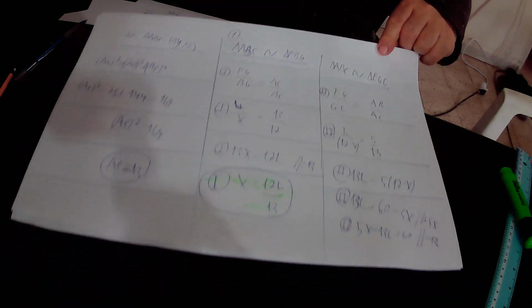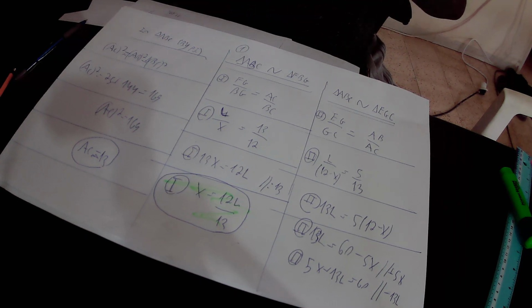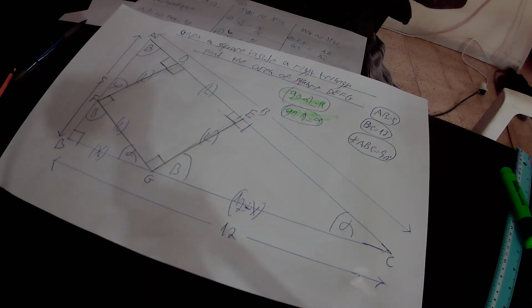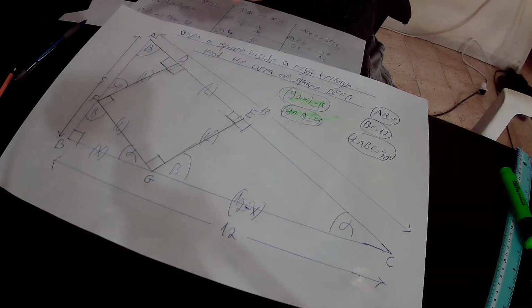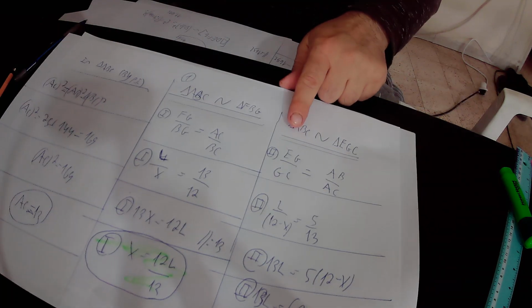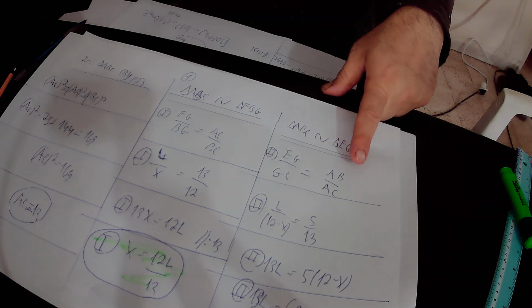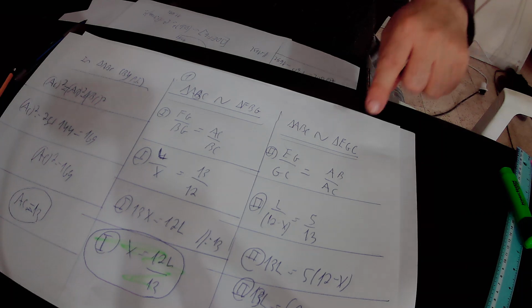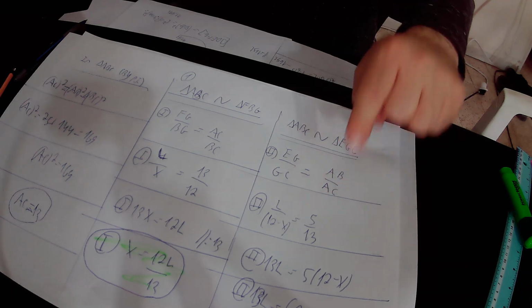From the fact that the right triangle ABC is similar to the right triangle EGC, we derive that the following relationship exists between their sides. EG over GC in the right triangle EGC equals AB over AC in the big right triangle ABC. I repeat again. EG is L, GC is 12 minus x, AB is 5, and AC is 13.